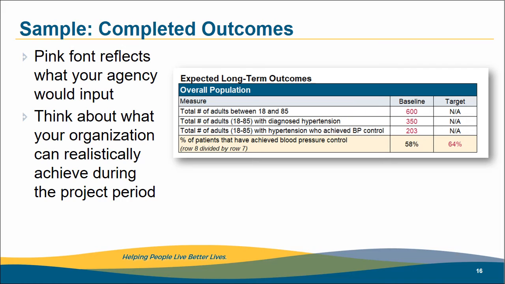They can use that information, look at the action steps below within the action plan that they're proposing to work on, and utilize that context to hopefully set a realistic target that they hope to achieve during the project period. In this case, they're hoping to go from a 58% control rate to 64%.